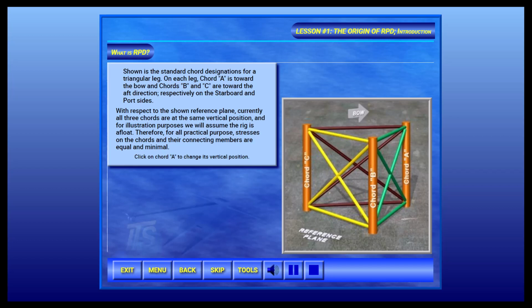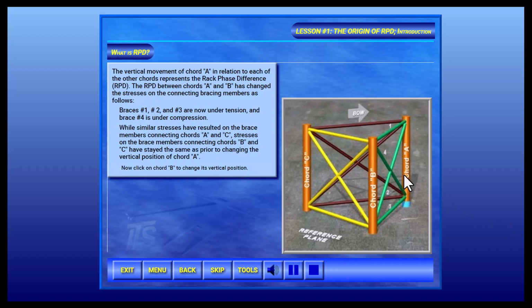currently, all three cords are at the same vertical position, and for illustration purposes, we will assume the rig is afloat. Therefore, for all practical purposes, stresses on the cords and their connecting members are equal and minimal. The vertical movement of cord A in relation to each of the other cords represents the rack phase difference.